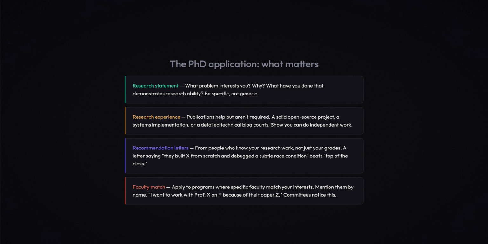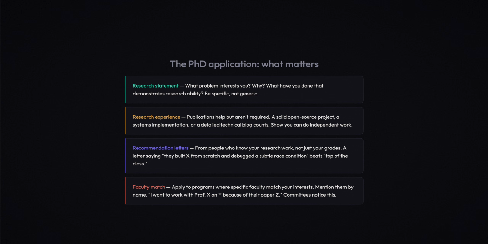Recommendation letters from people who know your research work, not just your grades. A letter that says they built X from scratch and debugged a subtle race condition beats top of the class every time. And faculty match. Apply to programs where specific faculty match your interest and mention them by name in your statement: I want to work with Professor X on Y because of their paper Z. Admissions committees read for this. They want students who already know who they want to work with.